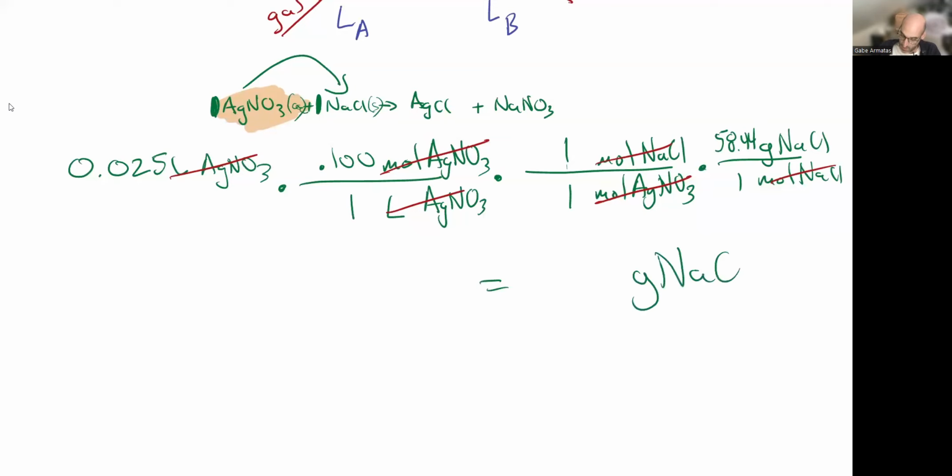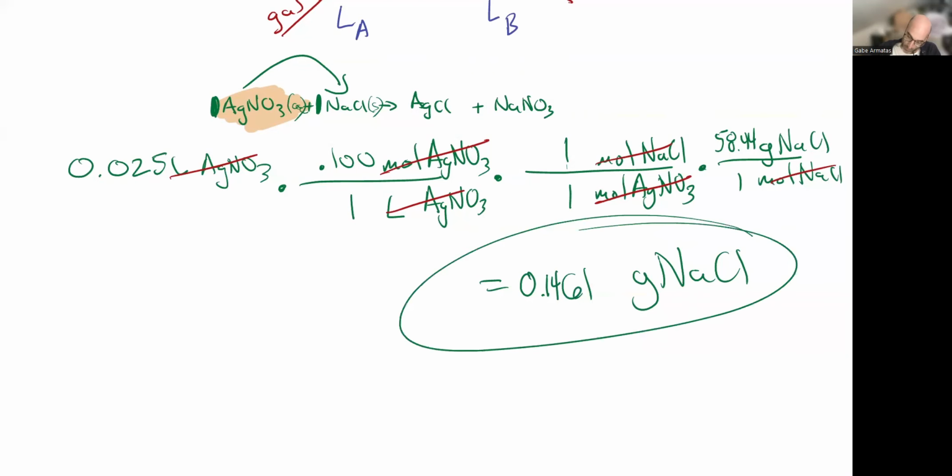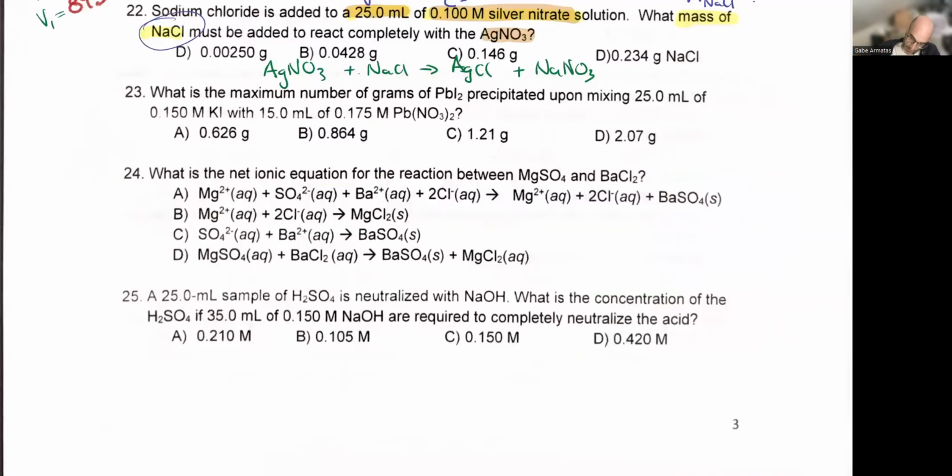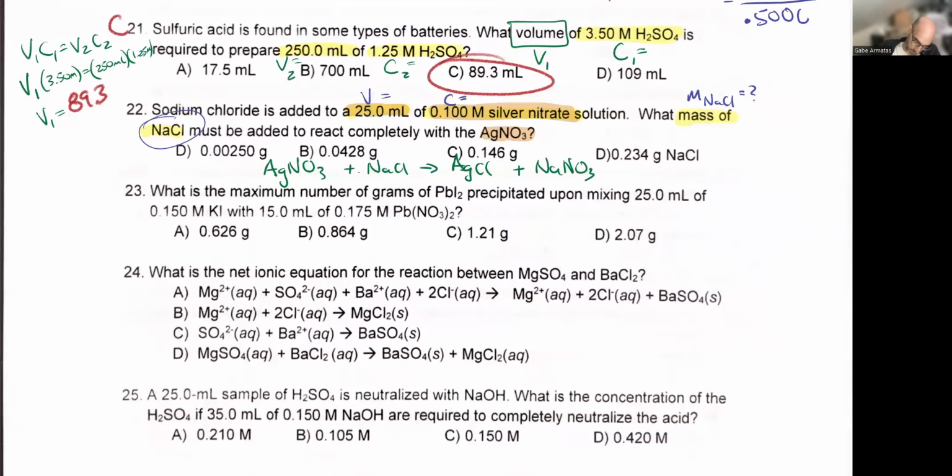Grams of NaCl. I always do my units first because I never mess it up if I have my units done. So in this case, I'm going to take 0.025 times 0.1, enter, times 1, times 58.44, enter. I end up with a mass of 0.1461 grams. Let's check our answer. 0.146. There it is. So it looks like the answer for this is going to be C, 0.146 grams. And that's it. That's how we solve those.